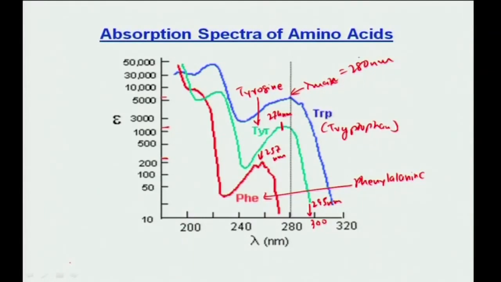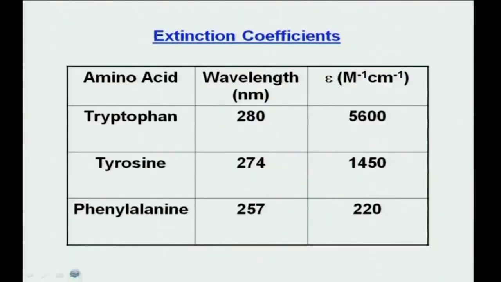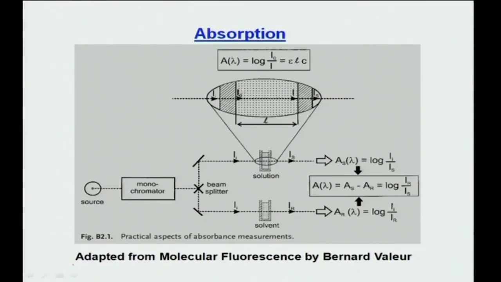On the y-axis you have the extinction coefficient plotted against the wavelength, right? What we said was that, based on your absorbance, A lambda, this is equal to log of I0 by I, which is equal to epsilon times C times L, right?